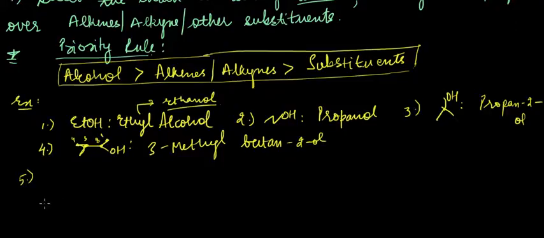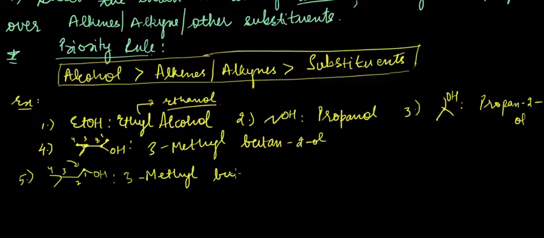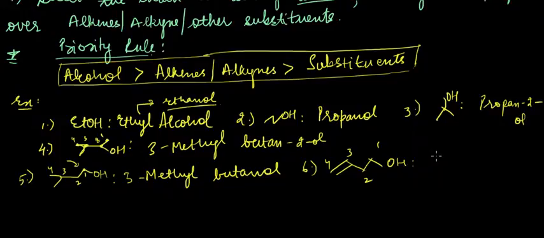Let's look at other examples. We have this one. Again numbering would start from this carbon atom, so 1, 2, 3 and 4, 3-methyl, and this time it will be butanol or butan-1-ol, both are the same. Let's discuss this compound. We have something like this. Again first, second, third, fourth. So this would be but-3-yn-1-ol.